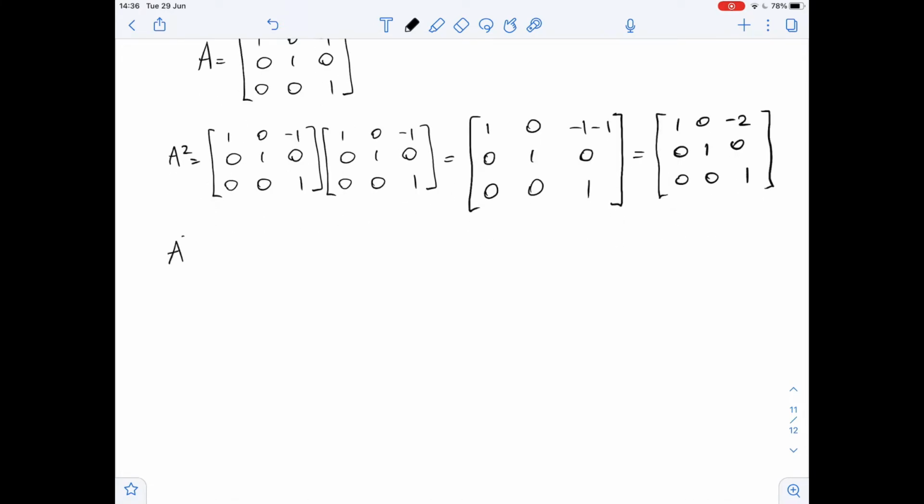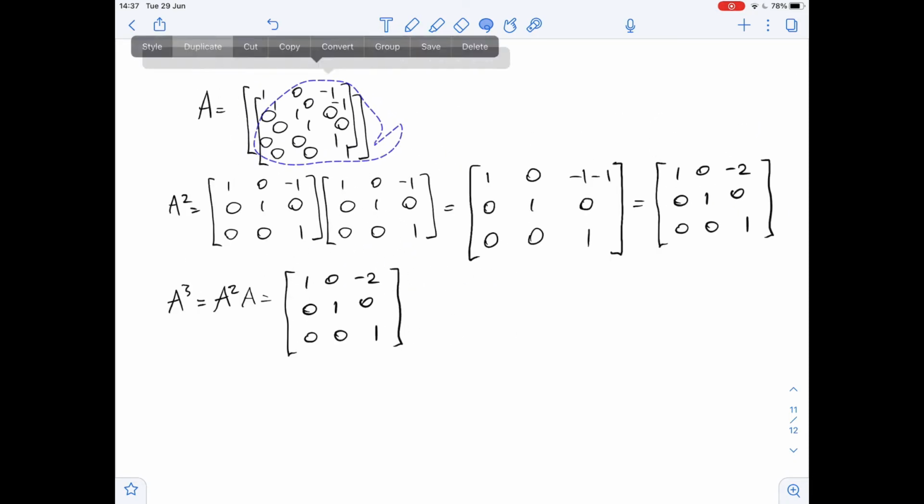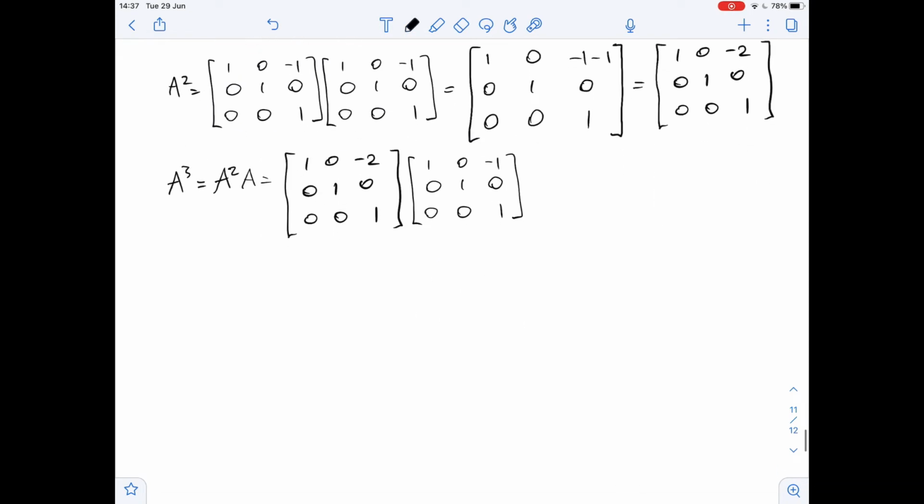Well, now let's find A cubed. A cubed equals A squared times A. So we will just copy paste A squared and multiply it by A. So here we get 1 times 1 plus 0 times 0 plus negative 2 times 0 is just 1. Then 1 times 0 plus 0 times 1 plus negative 2 times 0 is 0. 1 times negative 1 plus 0 times 0 plus negative 2 times 1.